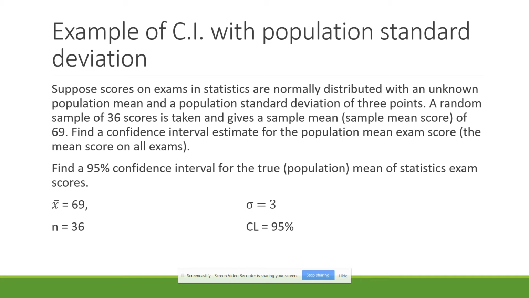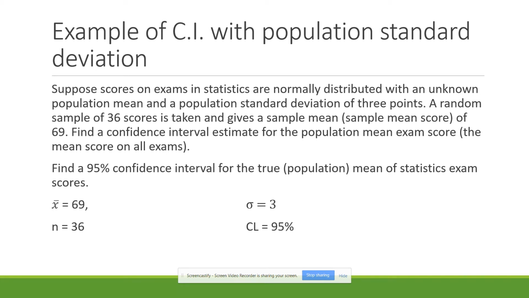So now let's go ahead and keep going. We're going to do an example. Suppose scores on exams in statistics are normally distributed with an unknown population mean and a population standard deviation of 3 points. A random sample of 36 scores is taken and gives a sample mean of 69. Find a confidence interval estimate for the population mean exam scores. Find a 95% confidence interval for the true population mean of statistical exam scores.